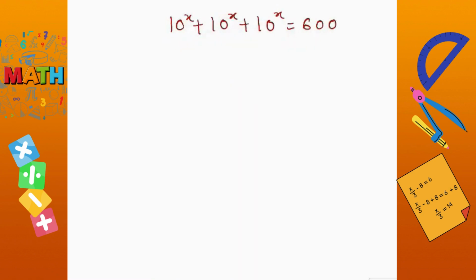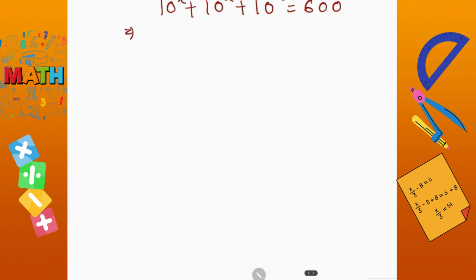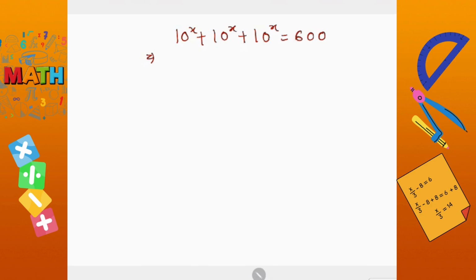Oh, this is the question and we have to solve this question. Okay, so let's assume that 10 to the power x plus 10 to the power x plus 10 to the power x, if we sum it, it becomes 3 into 10 to the power x is equal to 600, right?